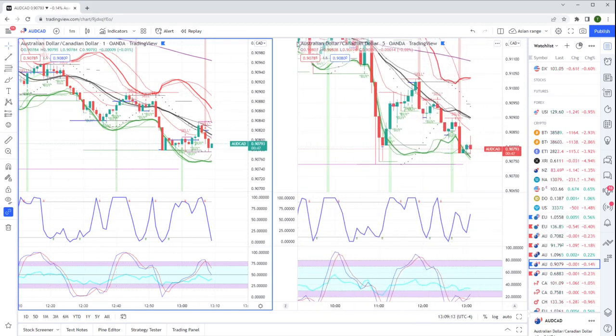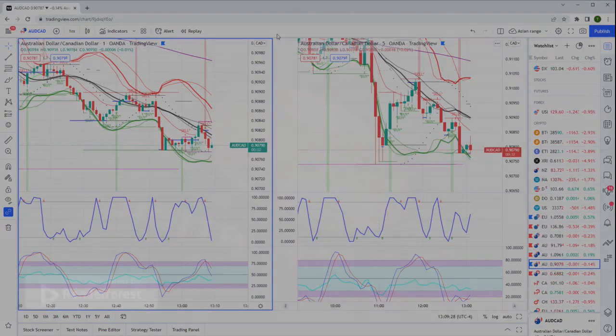So we only catch these in small moves, so we're just trying to catch the momentum, see what the momentum is, and get trades in to ride that momentum. That's it. So next video, I'll be showing you guys how to actually use this to put in the trades.